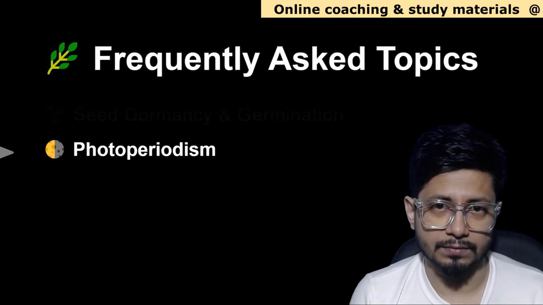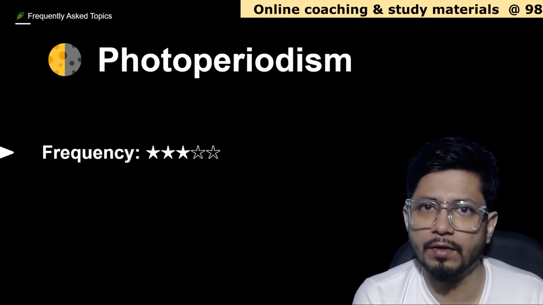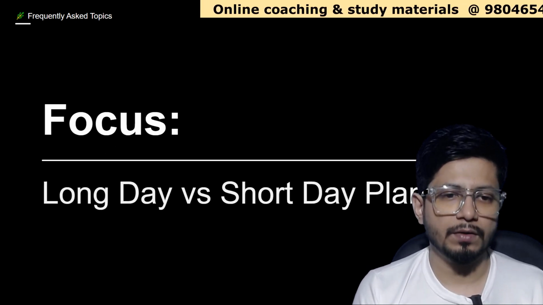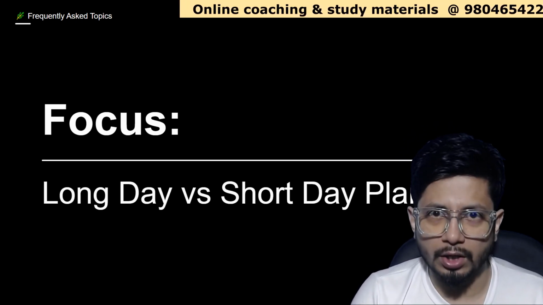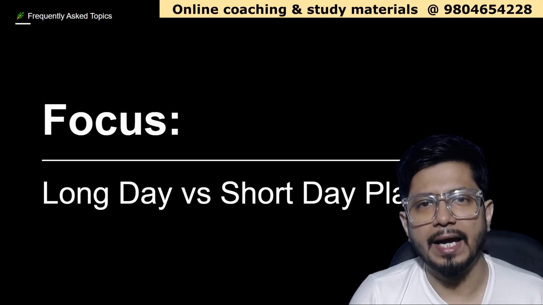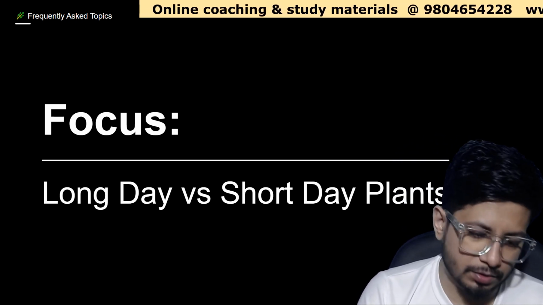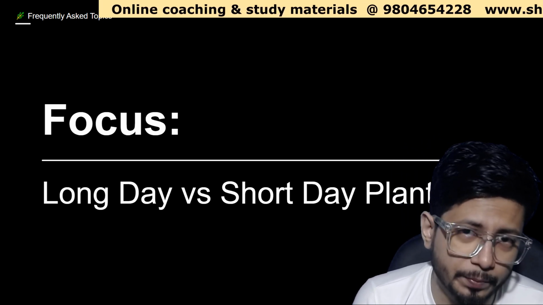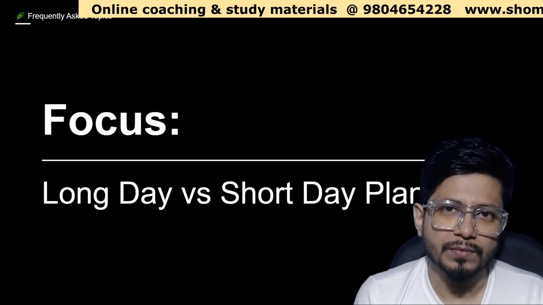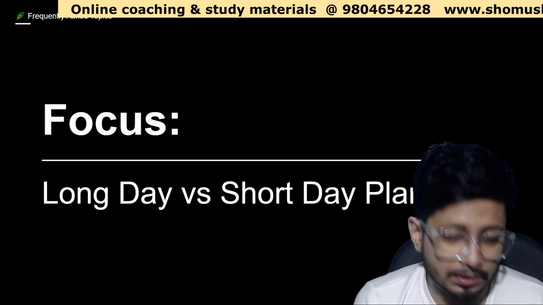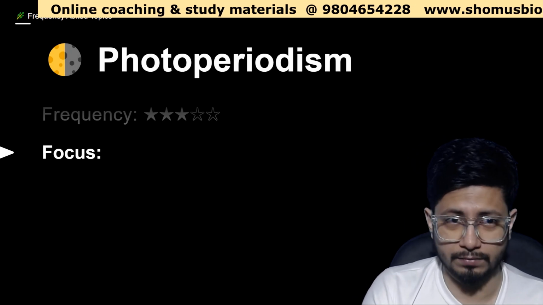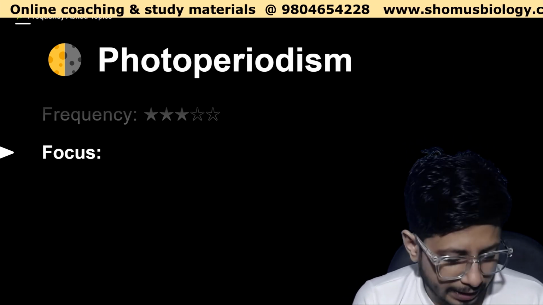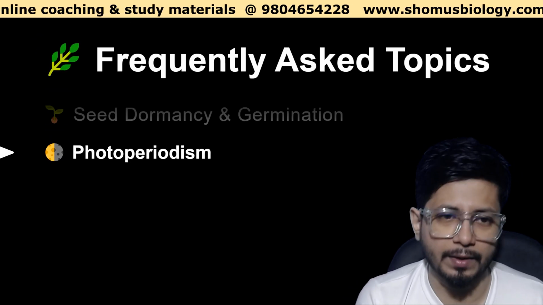Photoperiodism is another important topic. The frequency of repetition is 3 star out of 5. Photoperiodism focuses on long day versus short day plants, and it also depends on different chemicals that regulate the process of photoperiodism, the phytochromes, and the behavior of phytochromes in response to red light and far red light are very important.